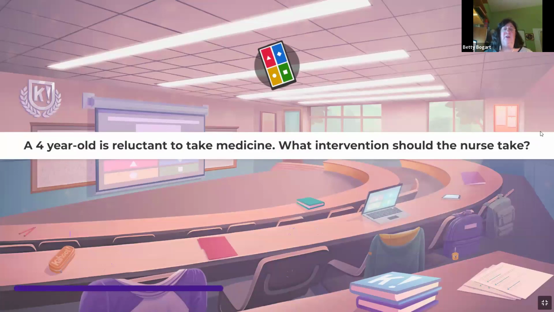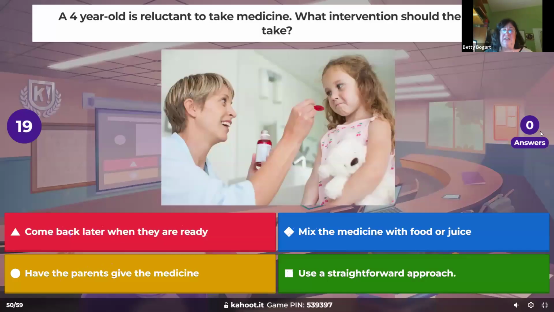A 4-year-old is reluctant to take medication. What intervention should the nurse take? Now remember, preschoolers are pretty smart. And at home, if mommy hasn't made them take it, they're not going to do it for you either. So what can you do to make it, yeah, you're going to take it?